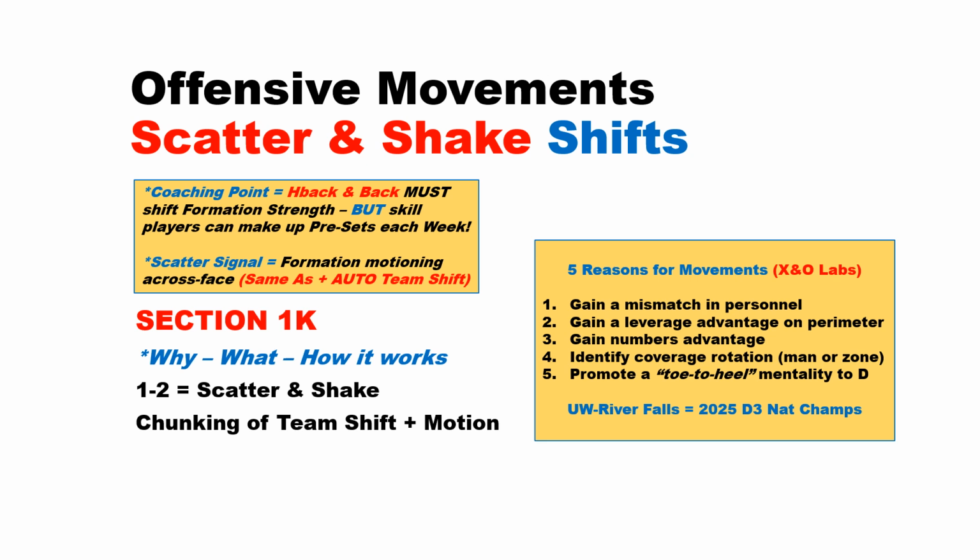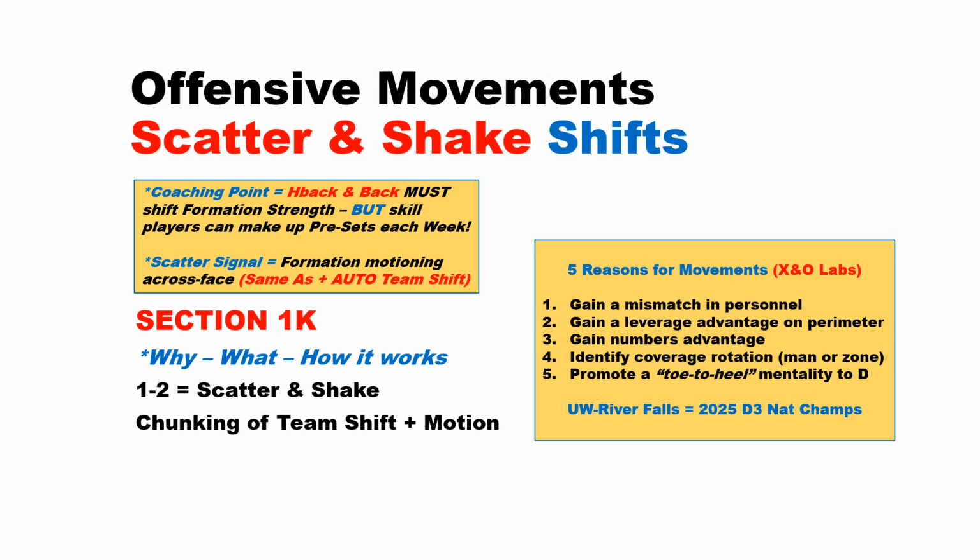So again, the scatter signal is real simple. You'll take any of your formation signals with that directional hand and then just go ahead and motion it across the face to get a scatter. We'll go through why, what, and how this works. We'll first do scatter, and then we'll add and build on that with the shake.